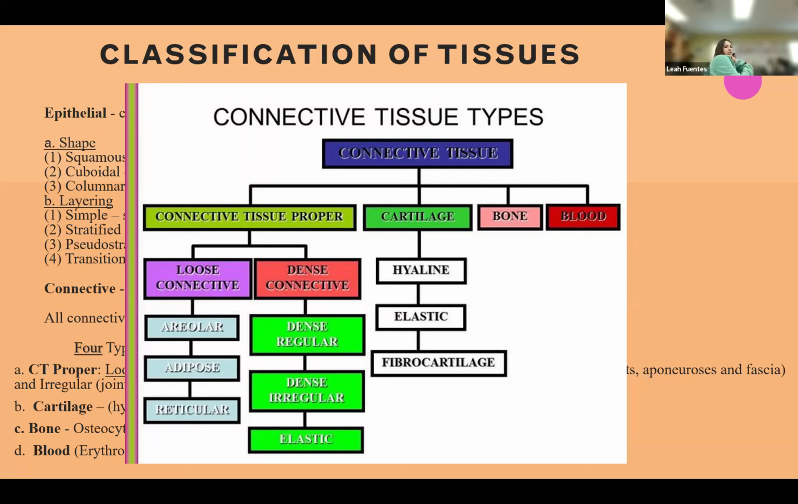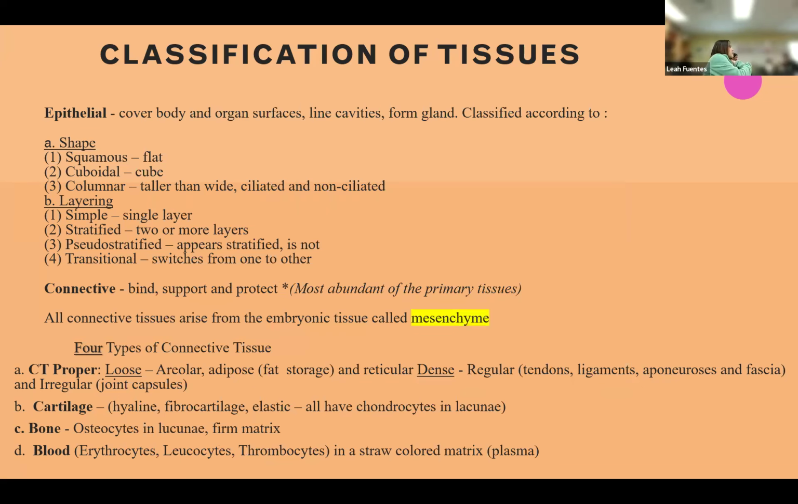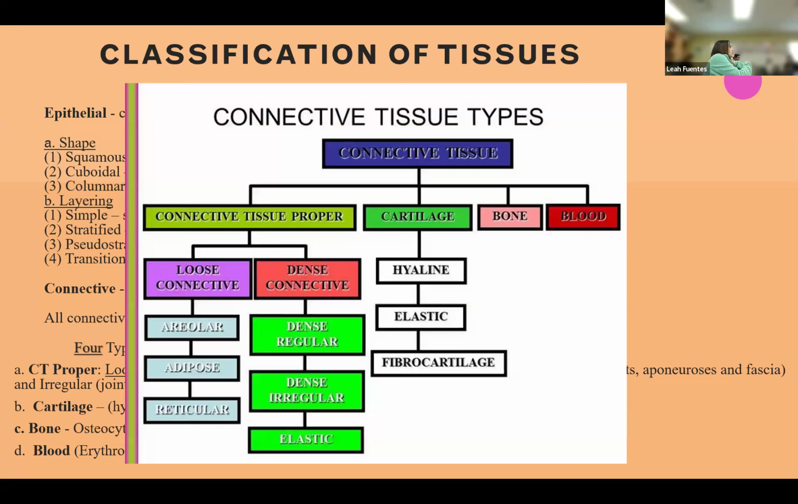So let's see. Connective tissue proper is like the umbrella term, and then it has 2 subcategories. We have loose connective, which is areolar, adipose, and reticular. So again, loose, we have areolar, adipose, which is fat storage, and then reticular. That's loose connective, which just means all of the cells are kind of loose, floating around. Dense connective, they're tightly packed.